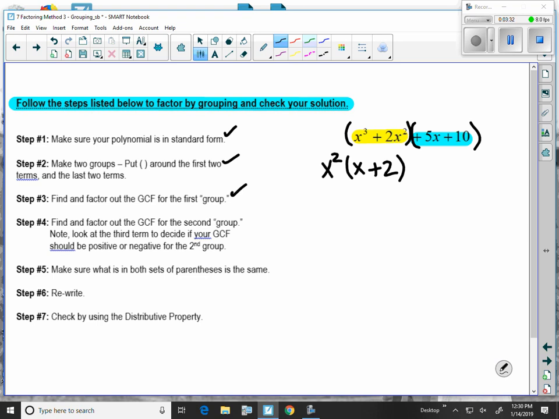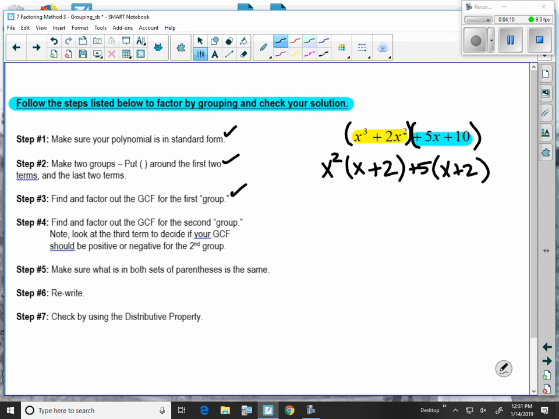We did our GCF of our first group. Find and factor out the GCF for the second group. Note, look at the third term to decide if your GCF should be positive or negative. So look at this term. You have to make sure that you put a sign right here. It has to be plus or a minus. So if we look, what's our GCF? 5. We're going to put a positive 5. Again, I'm going to say it, you have to put a sign there, either a positive or a negative. What's left in my parentheses?